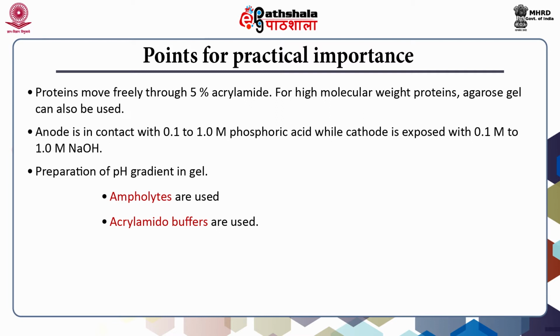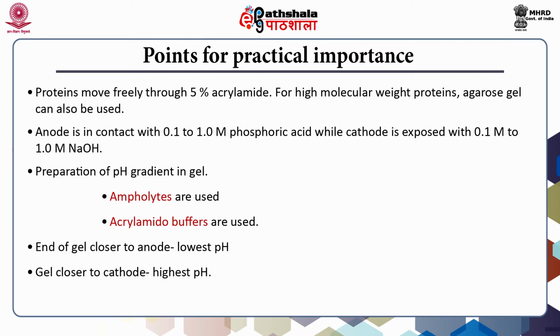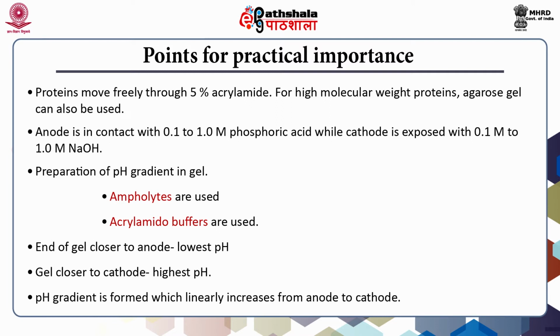Anode is in contact with 0.1 to 1 molar phosphoric acid, while cathode is exposed with 0.1 to 1 molar sodium hydroxide. End of support gel closer to the anode will be low in pH, while gel at the other end will be at higher pH. Thus pH gradient is formed, which linearly increases from anode to cathode.